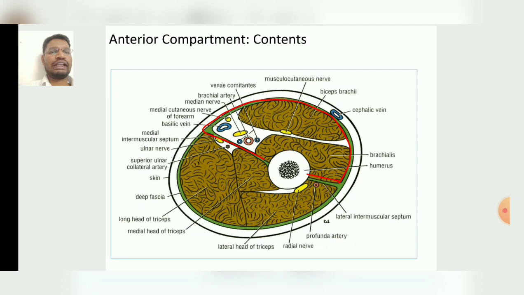As you see in the diagram, these are the contents of the anterior compartment. The red line represents the artery, the blue spherical structures represent the veins, and the yellow colored part involves the nerves. The rest is occupied by the skin, the fascia, and different types of muscles along with the profunda artery and the cephalic vein.